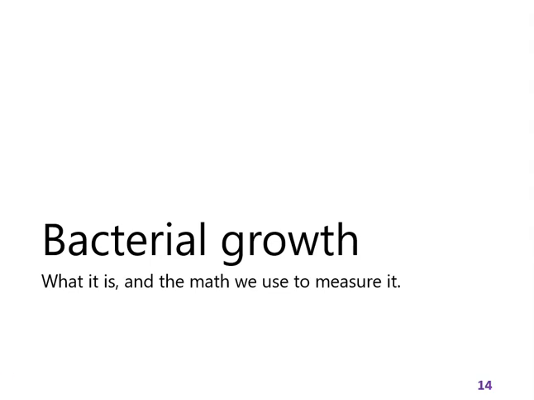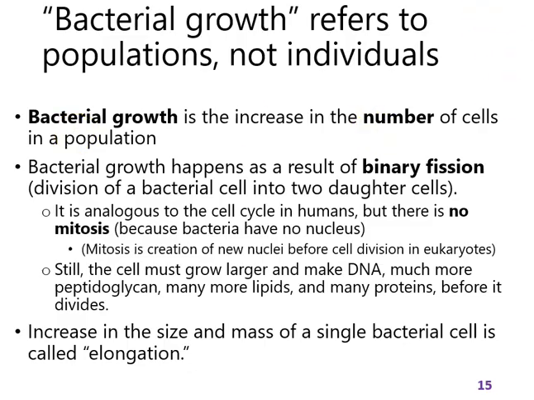So here we go. Bacterial growth is not about a single cell getting bigger. It refers to populations getting bigger. So bacterial growth is an increase in the number of cells in a population. So we think of it as similar to what happens in human cells, where they split into two cells. They get bigger, and then they split into two cells. That's what human cells do when they divide.